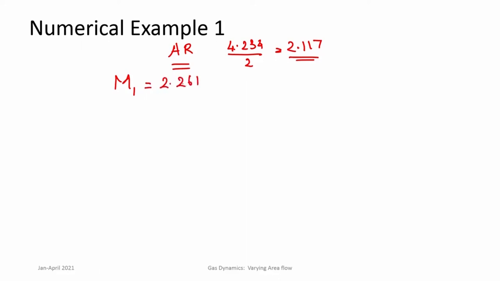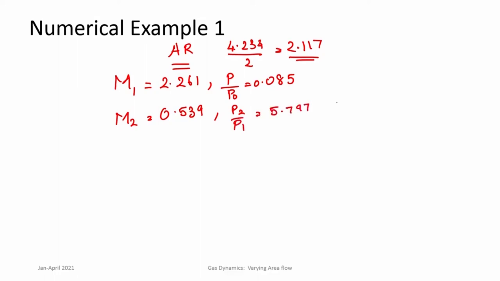It is 2.261. And corresponding to this area ratio, the P by P naught is 0.085. Now, the shock is at this particular area ratio. So, M1 is 2.261. So, you can find what is M2 after the shock. M2 after the shock is 0.539. And P2 by P1 is 5.797. And you can also get P02 by P01, which is 0.6. All these are available in normal shock tables.